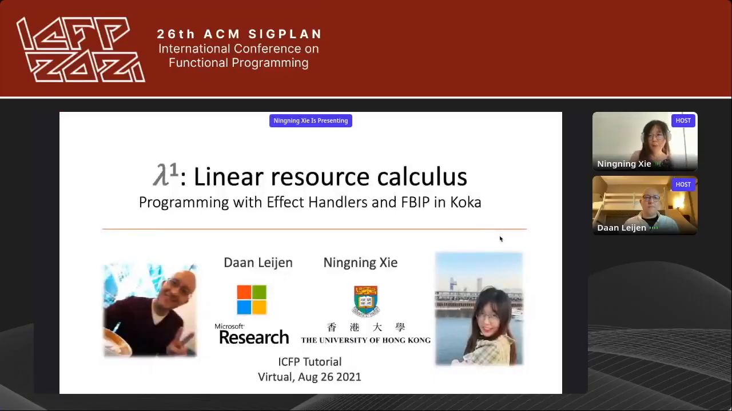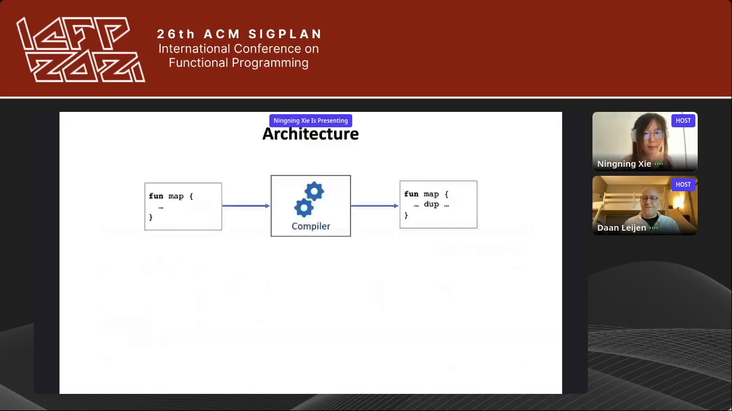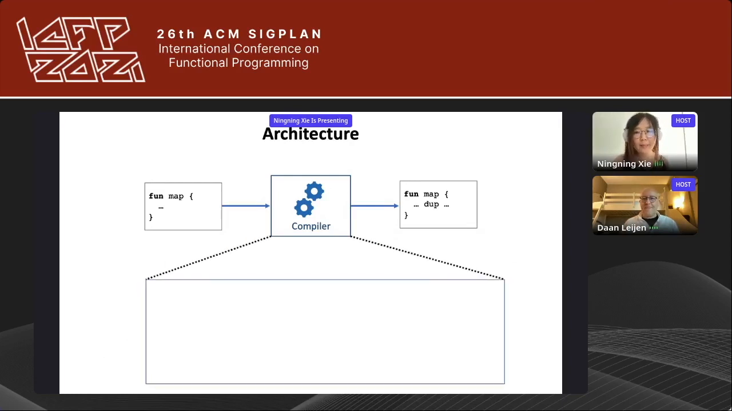So this part is more about the underlying theory in FBIP. Yeah, so we got a calculus which we call lambda1, and it is a linear resource calculus and established the theoretical foundation for FBIP. So first, Dan showed us already how the compiler turns a program into a program annotated with reference counting instructions. And now we will take a closer look at what is inside this compiler.